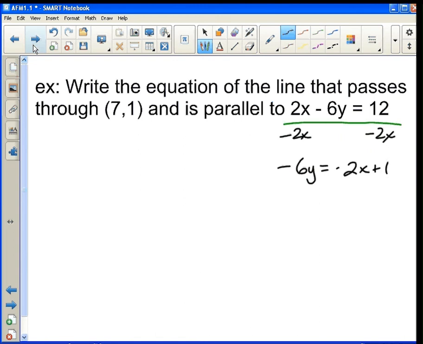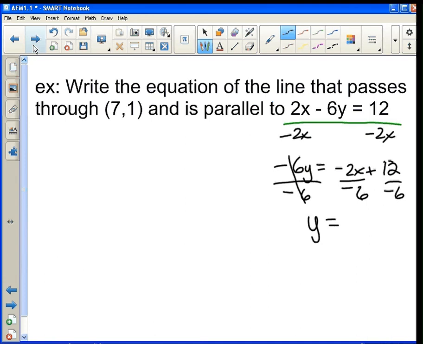Okay, now if you want, you can write that as 12 minus 2x. That's the same thing, but since we always have the form mx plus b, I'm just keeping it in that order, in that form. But 12 minus 2x and -2x plus 12 are the same thing. And then we need to divide everything by -6. Everything. So that cancels that out, leaving y. -2 over -6 is 1/3. And 12 over -6 is -2.